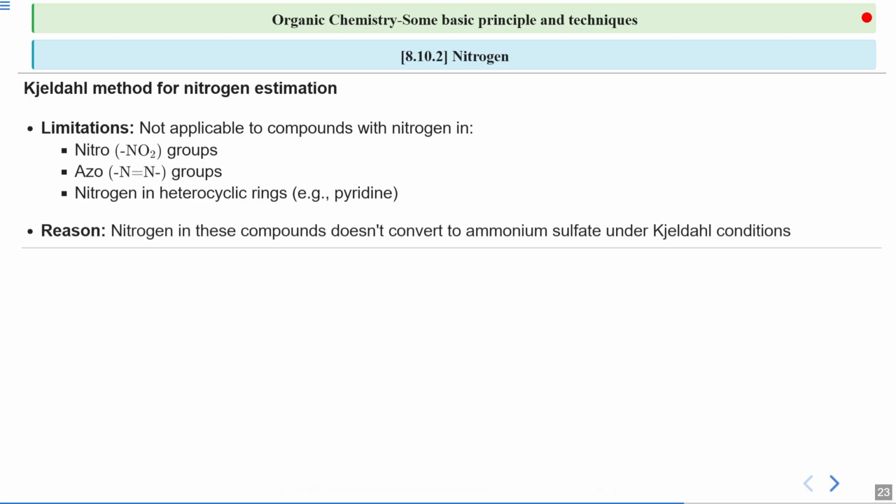So what is the reason behind it? The reason for this limitation is that the nitrogen in this specific form does not get converted into ammonium sulfate under the conditions used in the Kjeldahl method.